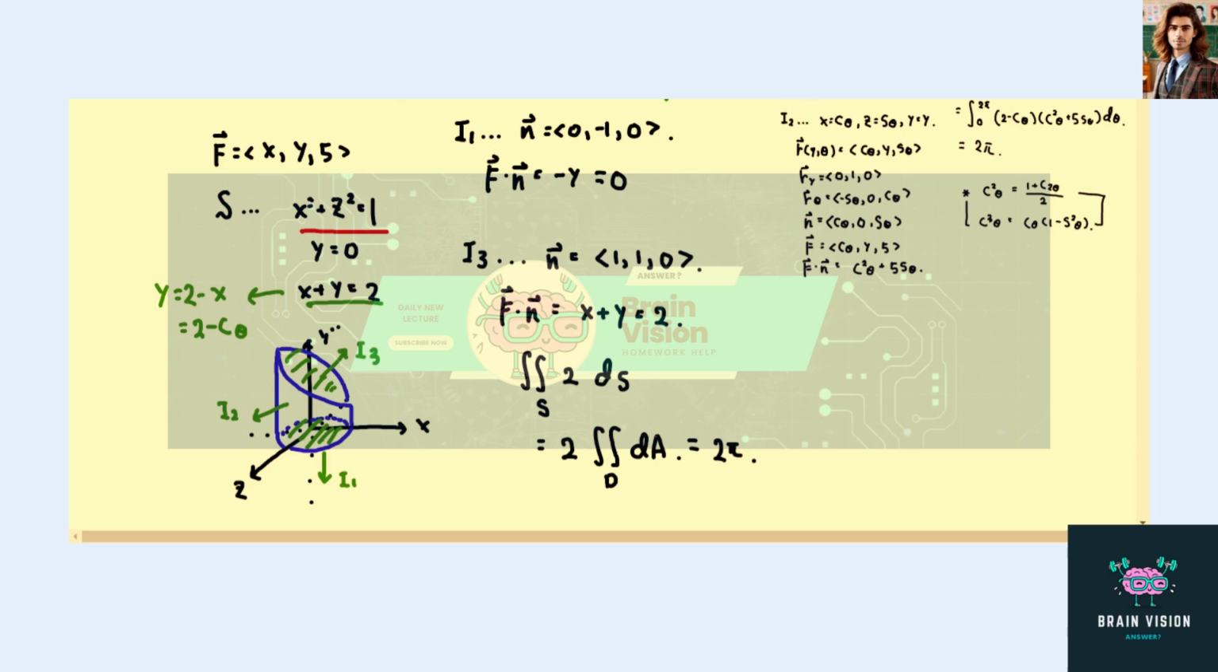So long story short, we know that I1 has flux 0, I2 has flux 2 pi, I3 is 2 pi, so the total flux is equal to 4 pi. And this is how we do these kinds of problems.